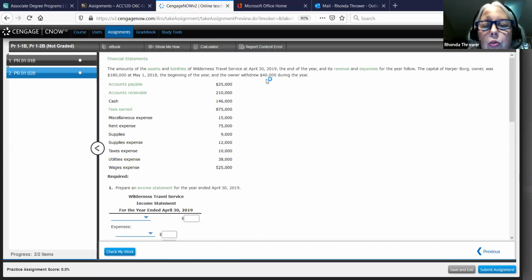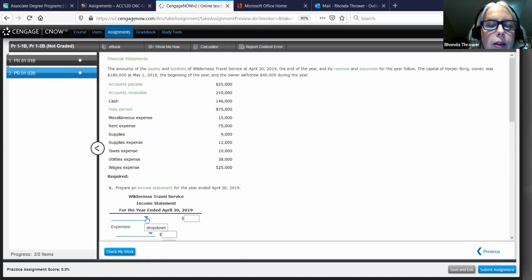It also tells you that the owner is going to withdraw $40,000 during the year. So there's going to be some drawing or withdrawals that we're going to have to account for when we are preparing our statement of owner's equity. But before we prepare any statements at all, the very first statement that we must prepare is the income statement. On the income statement, we're going to list all of our revenue, and we're going to list all of our expenses.